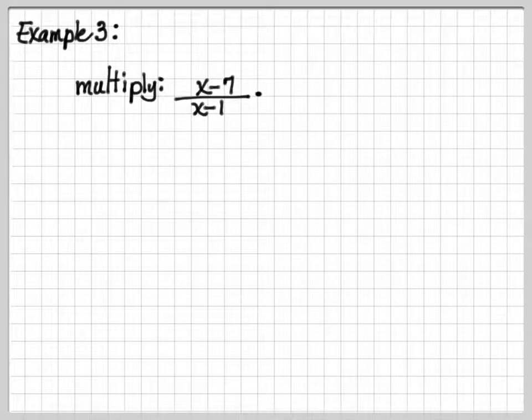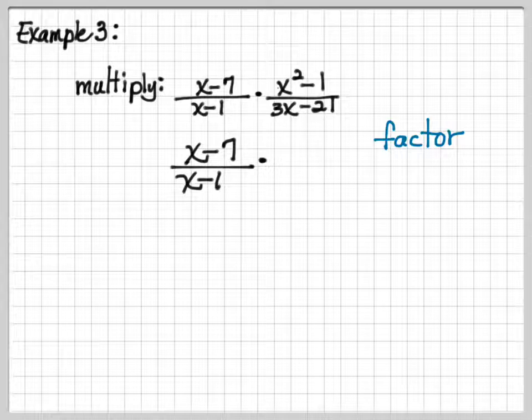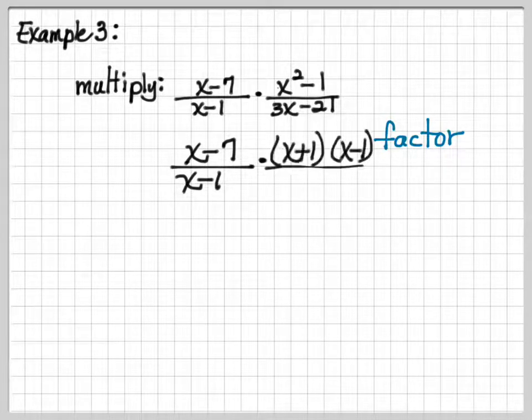Okay. Example. The next example is multiply (x minus 7) over (x minus 1) times (x squared minus 1) over (3x minus 21). So the first thing we're going to do is factor. Nothing factors in the first fraction. In the second, x squared minus 1 is (x plus 1)(x minus 1), and we're going to take a 3 out of the denominator. So we have 3 times (x minus 7).